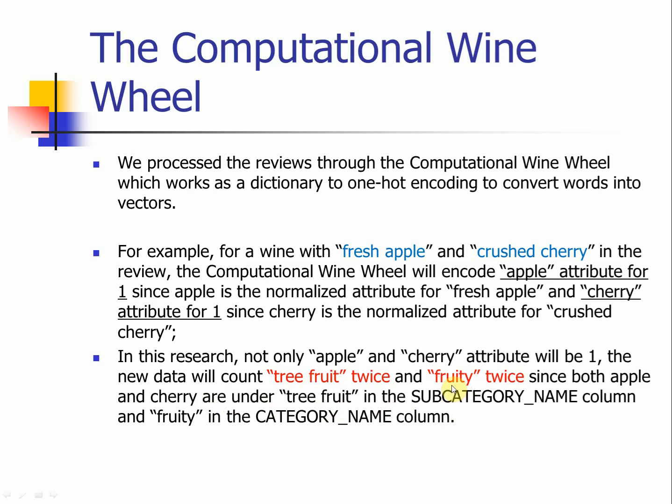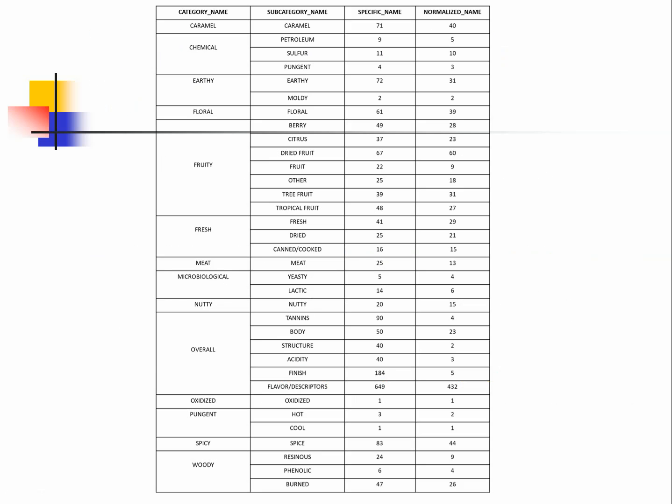So you can see that now the data set has more information. It has fruity with a count of 2, tree fruit with a count of 2 as the subcategory, and then it has a value of 1 for apple and a value of 1 for cherry. And therefore, you can see that this data set is a mixed data set. You have some continuous values, and you also have some binary values.